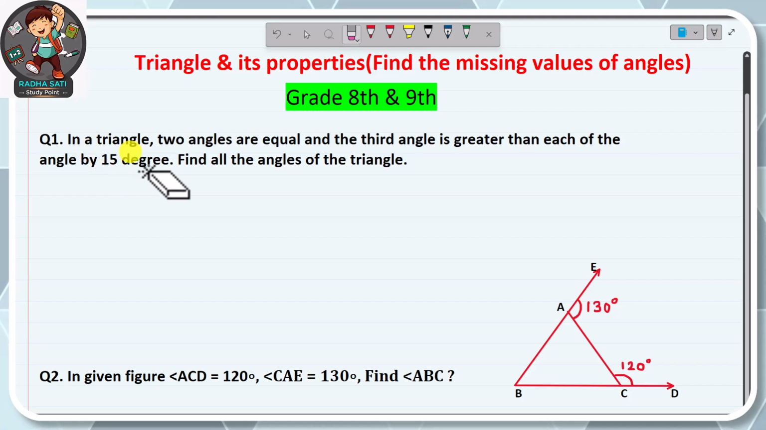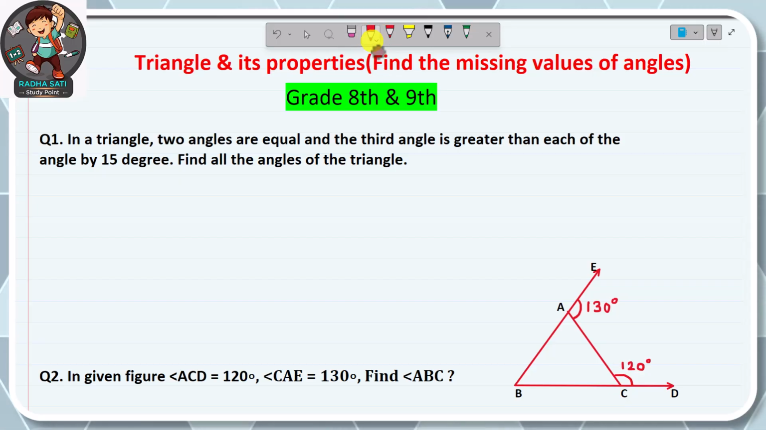In a triangle, two angles are equal. So we know that the measure of two angles are equal and the third angle is greater than each of the angles by 15 degrees. We have to find all the angles of the triangle. So how will we begin this question?